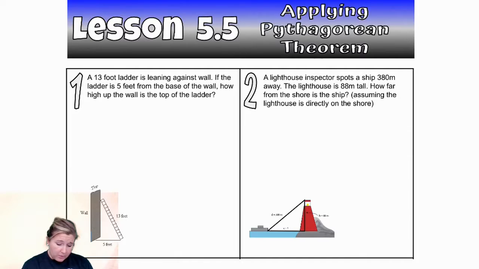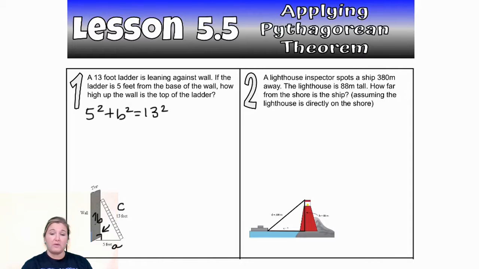It doesn't have to be anything artistic. So what we're looking at here, we have our ladder that's 13, and then we have the base from the wall to the bottom of the ladder, and then they want to know what the height is, how high up does it go. So that's going to be one of our leg lengths. It's going to make a right angle right here. I'm going to call this side A, which is 5, and this side is going to be B, and then 13 is C. It's across from the right angle. So I'm going to have 5 squared plus B squared is equal to 13 squared.